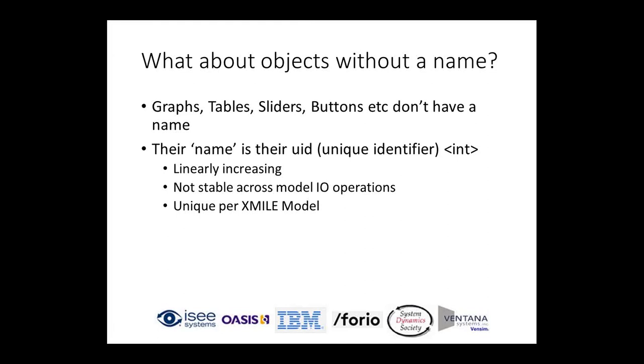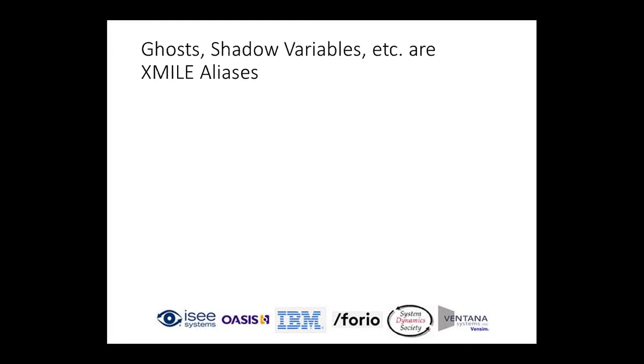That UID linearly increases. It's not stable across I/O operations, so this isn't a universally unique UID. It's just a UID that is unique for that particular instance of the model. And this UID is unique per XMILE model. So what that means in practice is that if you have a model which embeds multiple modules within it, the UID will restart from 0 within each model tag. And essentially what UIDs do is they allow us to refer to objects that don't have a name. We just use the UID instead of their name.